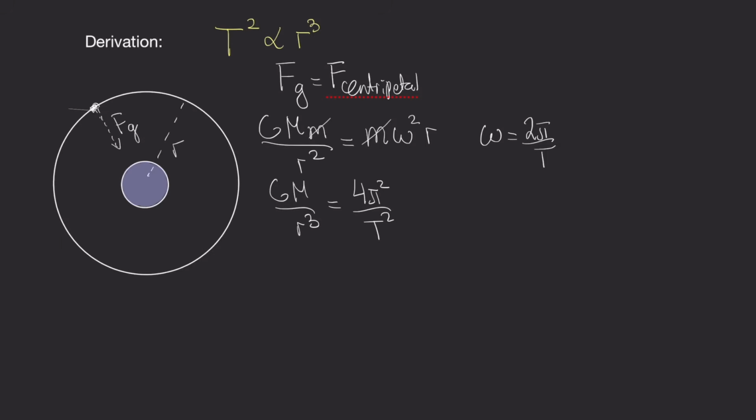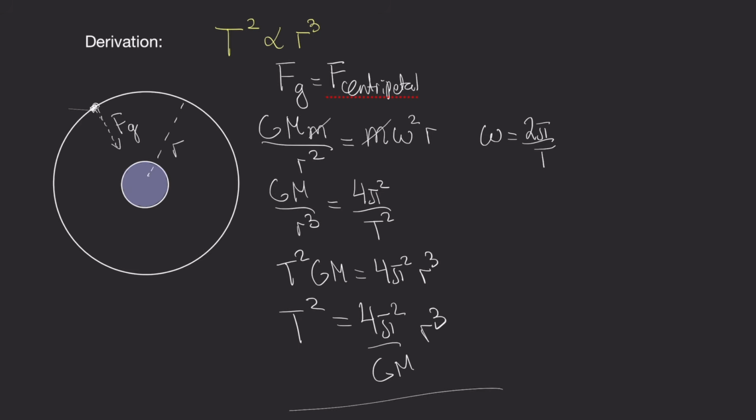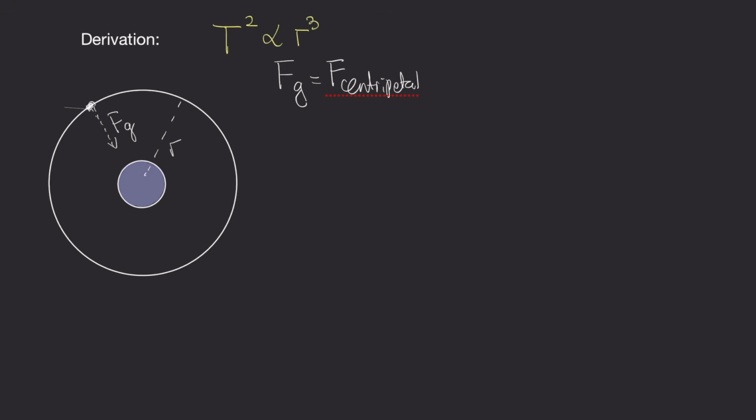And we're essentially done. All we need to do is just do a little bit of rearranging. I'm going to do a little bit of cross multiplication. So this times that. So we're going to get T squared GM is equal to 4 pi squared r cubed. Final bit of rearranging, T squared is equal to 4 pi squared over GM times r cubed, and we have successfully shown this.